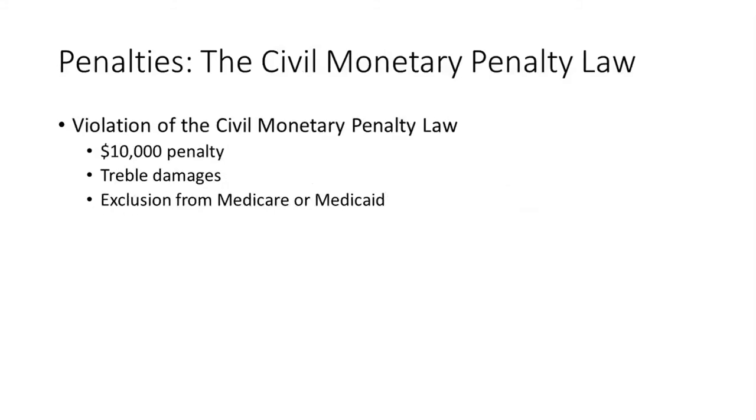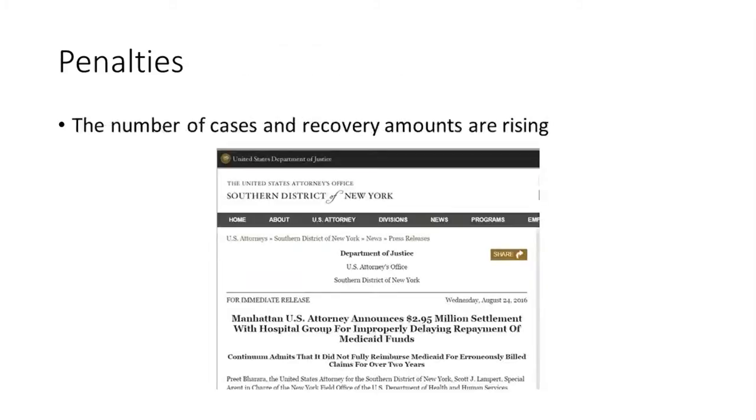Another source of penalties for violating the overpayment provisions of the Affordable Care Act is from the civil monetary penalty law. Somewhat similar, I think, to the False Claims Act. You can have a $10,000 penalty, approximately. Treble damages, again, 3 times the actual damages, and notably, exclusion from Medicare or Medicaid.